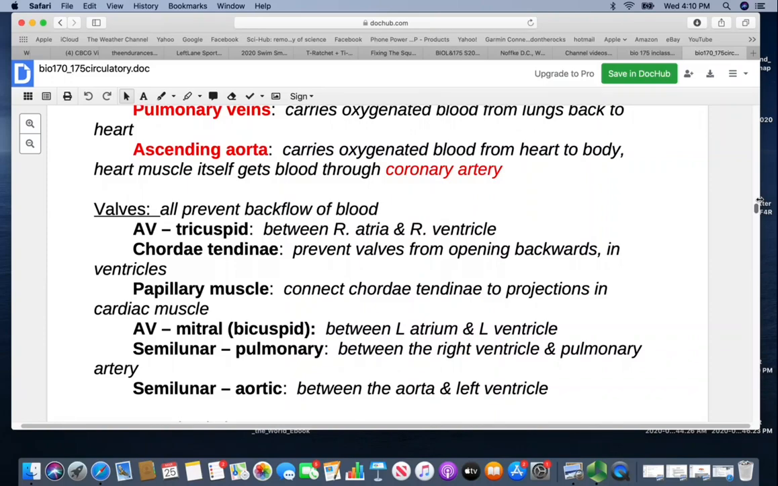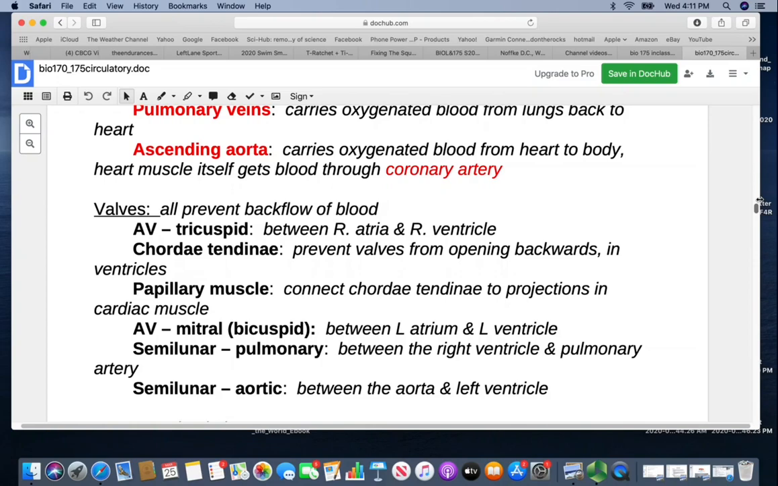The chordae tendineae are little cords that are going to attach to the valves to prevent them from opening backwards in the ventricles. The papillary muscle is going to connect those chordae tendineae to projections on the inside of the cardiac muscle. If you look inside of a heart, it actually looks a lot like what it looks like in your mouth if you lift up your tongue, with little ridges, and the valves look a lot like the little flap of skin that's underneath your tongue.